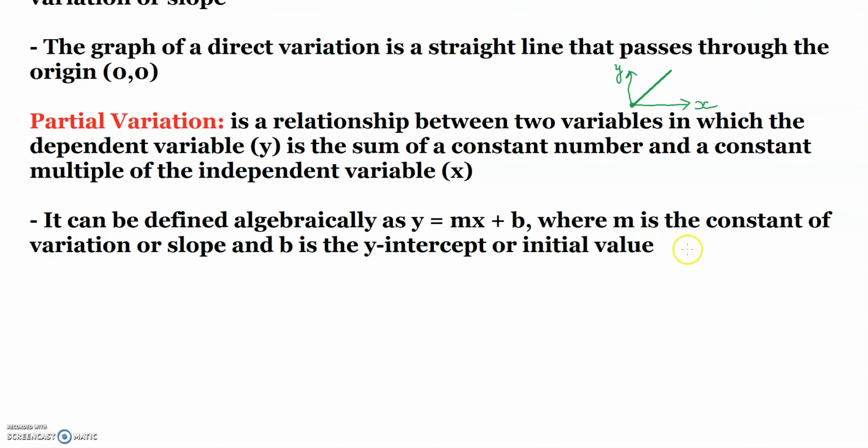I can show you the graph of partial variation. So we have the x-axis, horizontal, and the y-axis, which is the vertical one, and the graph of the partial variation always starts from some value of y. So this is the initial value. Therefore, I can just say here (0, b). So it can be any value on the vertical axis.